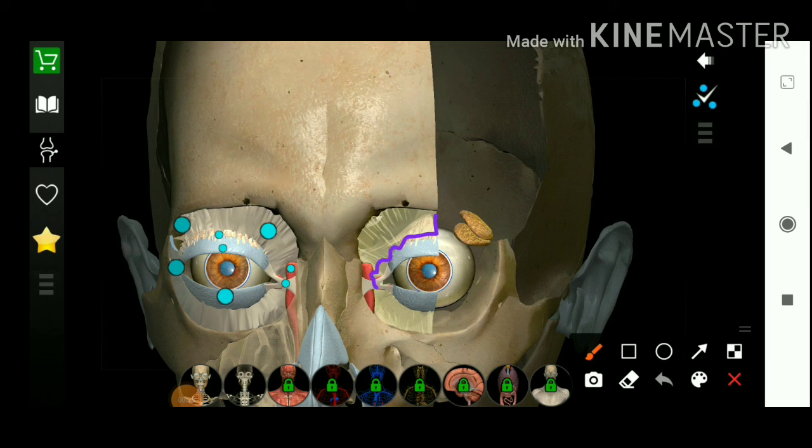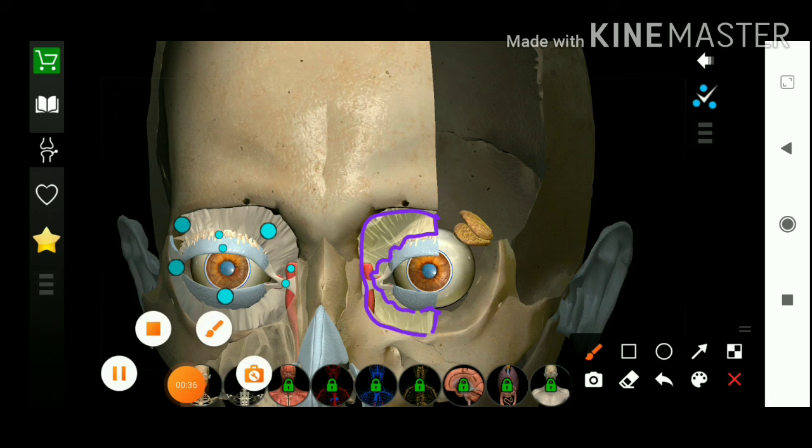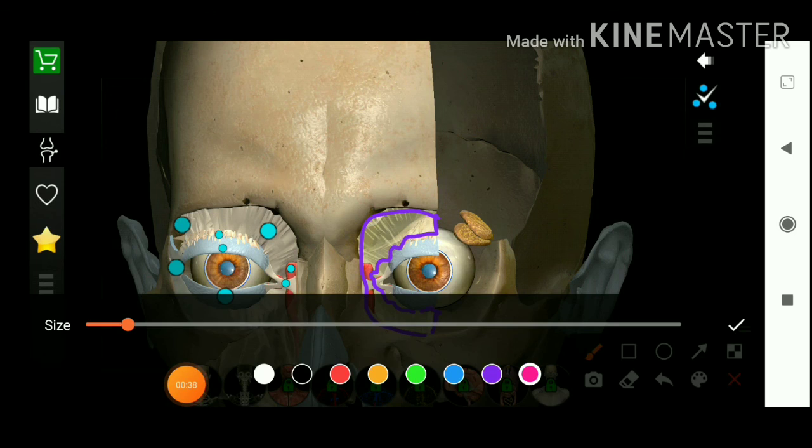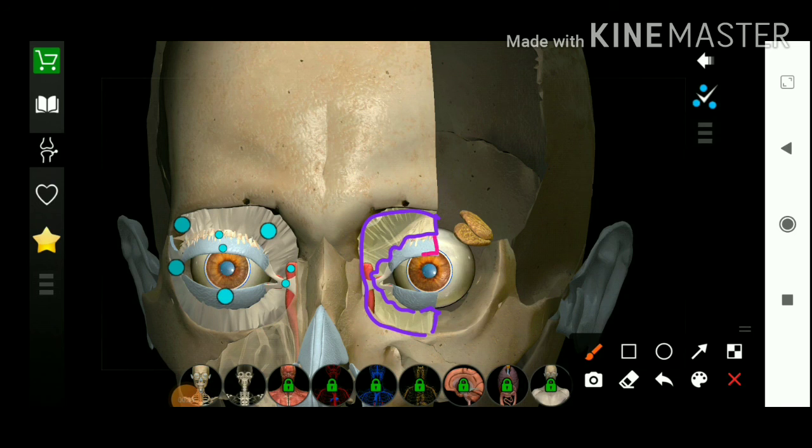The orbital septum is a continuation of the pericranium above and below, you can see, and followed by this orbital septum we are having the superior and the inferior tarsus. This is the superior tarsus and this is the inferior tarsus. This is shown only half. On the right side you can see this is the superior tarsus and this is the inferior tarsus.